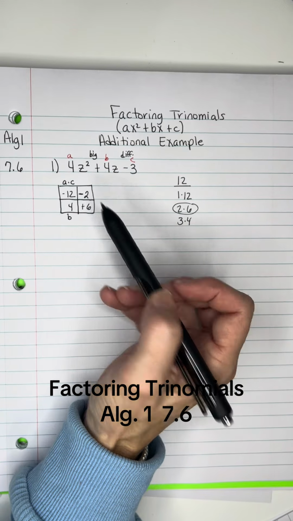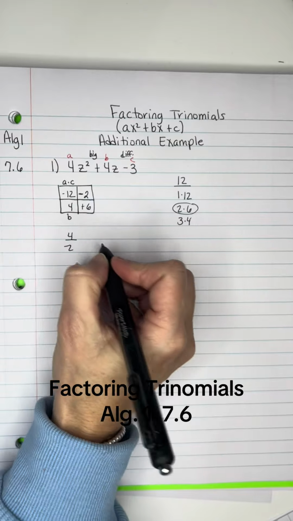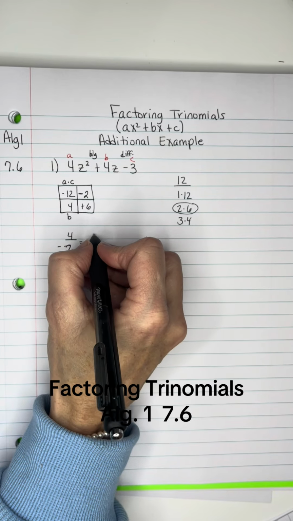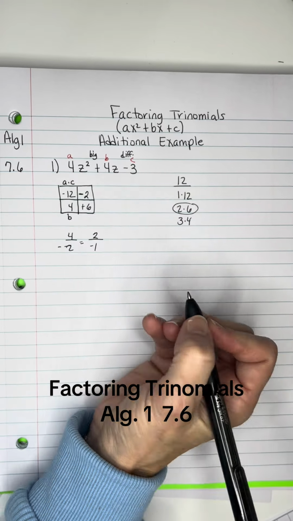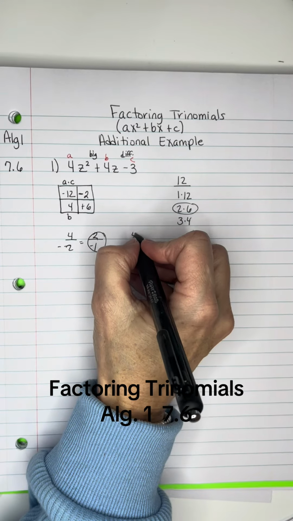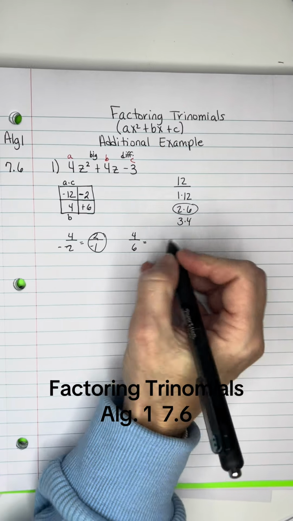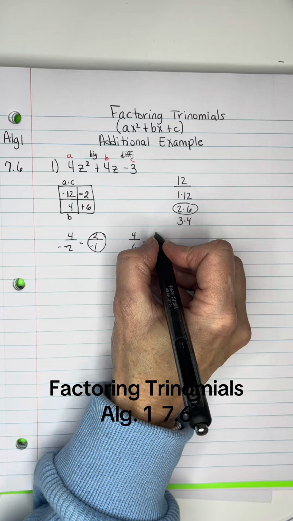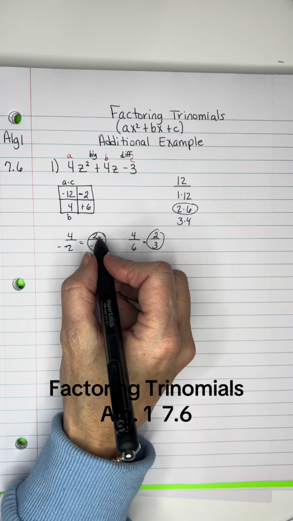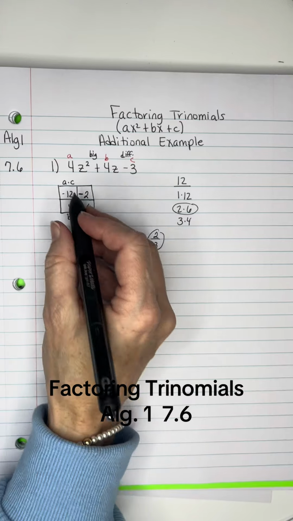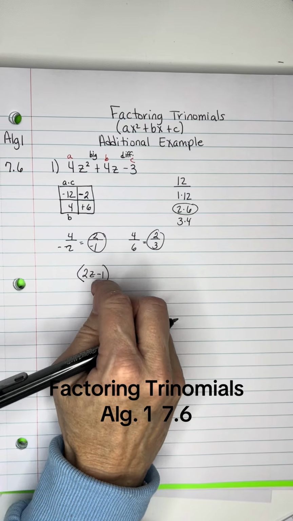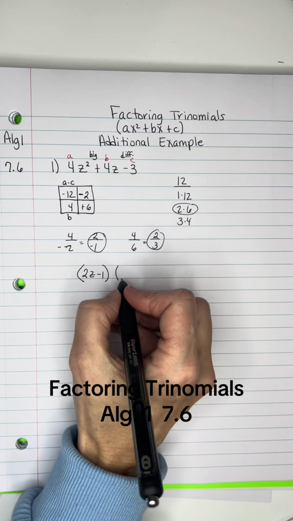Next, I'll take the A and put it over one of the answers, 4 over -2, and I'm going to reduce that. 2 goes into 4 2 times, 2 goes into -2 -1 time, and then I've got this one simplified. Now I'll take the 4 and I will place it over the 6, and I'll reduce those by dividing those by 2. 4 divided by 2 is 2, 6 divided by 2 is 3, so that one's ready. Now I will take the numerator and put it with the variable z, and then the denominator will be the constant. So that'll be 2z minus 1, and this one here will be 2z plus 3.